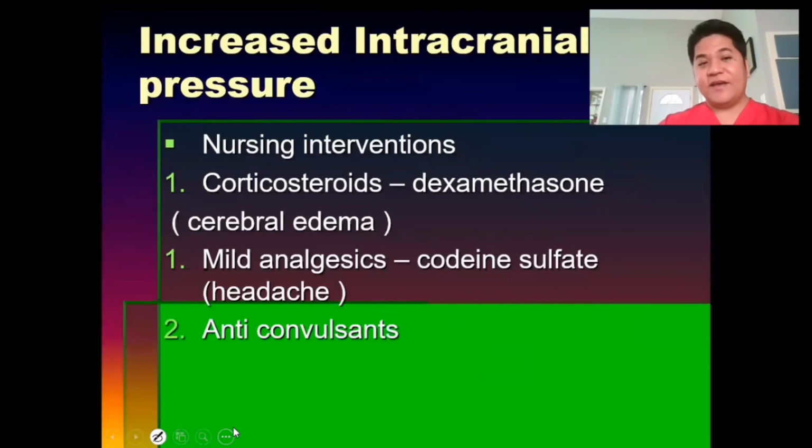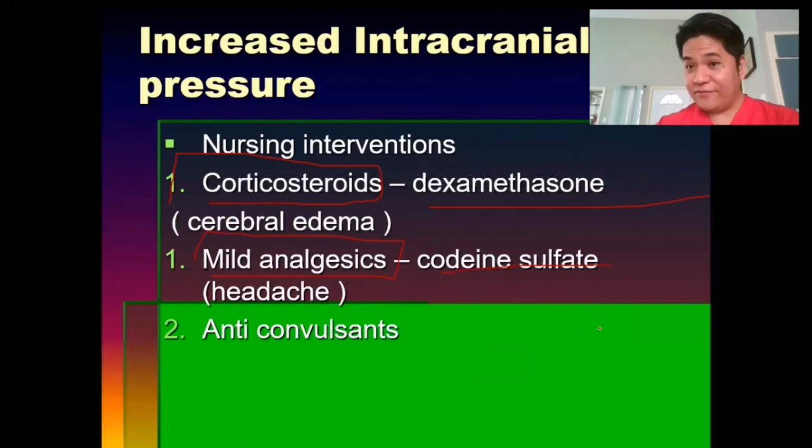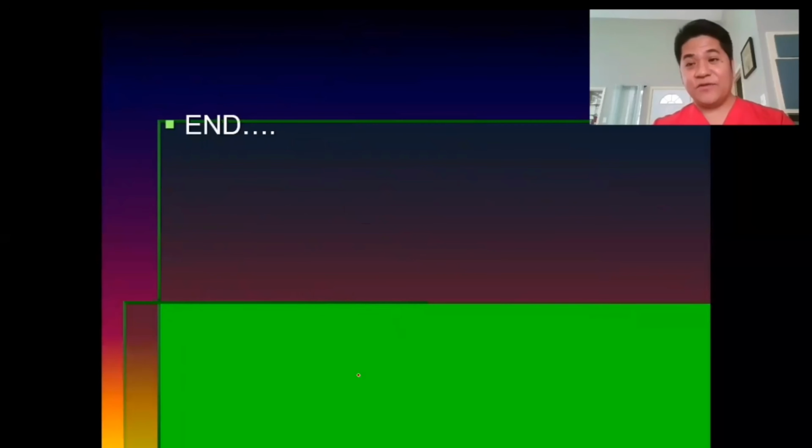Okay, another nursing intervention for increased ICP is giving corticosteroids because the client has cerebral edema, so dexamethasone is given too. Mild analgesics such as codeine sulfate are given for headache. Remember, headache promotes vomiting, so we have to lessen that, or promote an appropriately dim light to avoid headache. And anticonvulsants are also given to the client to prevent seizure. Okay, that'll be all for increased ICP. I hope you learned from that. If you do have questions or any clarifications, please comment down below.